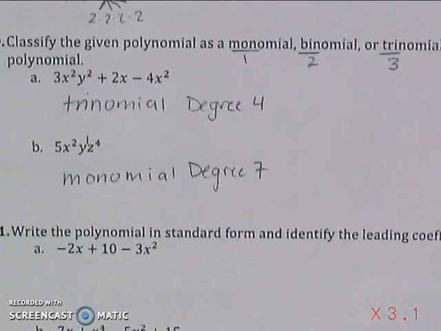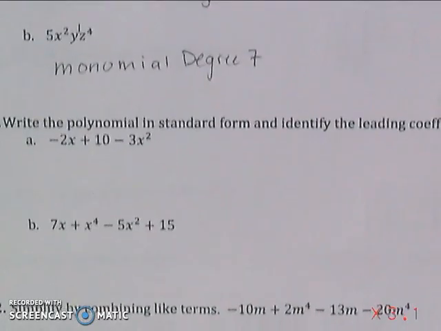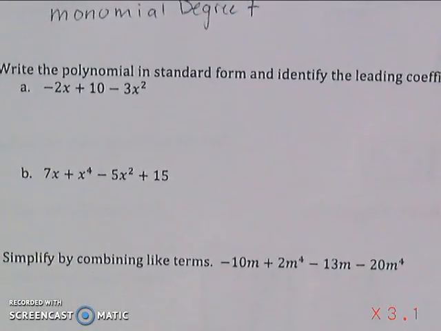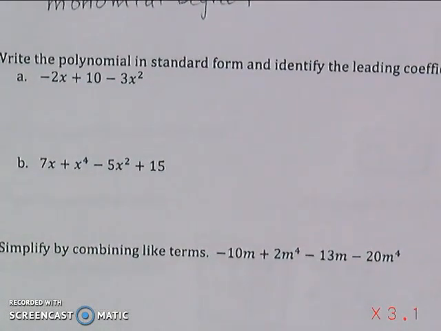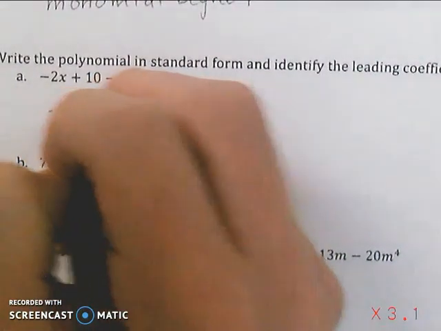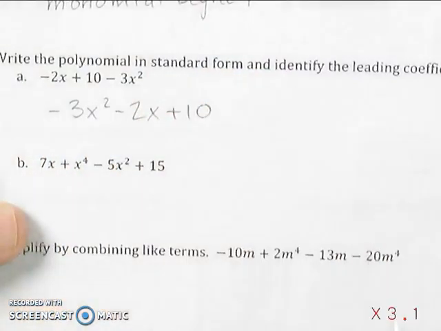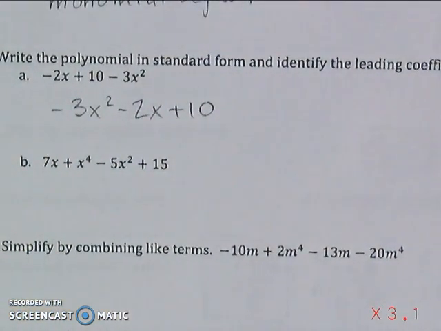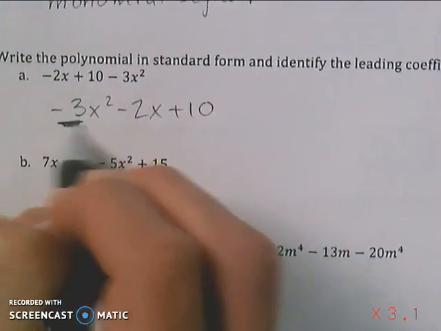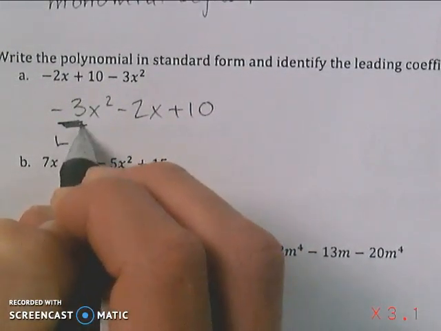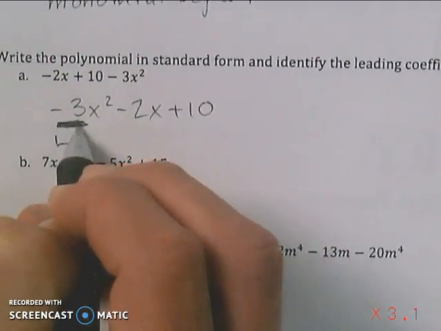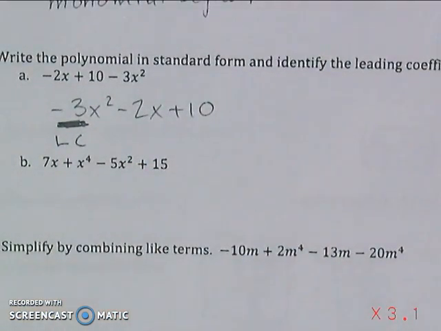Number 11 asks me to write the polynomial in standard form and identify the leading coefficient. So we want to put the largest exponent power in the front. So this is going to become negative 3x squared minus 2x plus 10. We always put the constant at the end. And my leading coefficient is right here. I'm just going to shorthand this and write LC for leading coefficient, which is negative 3.